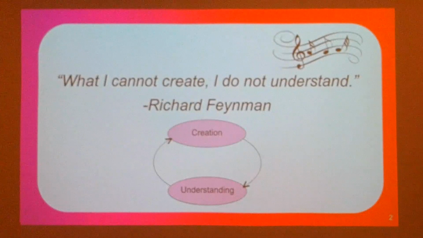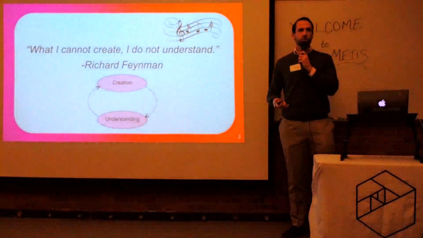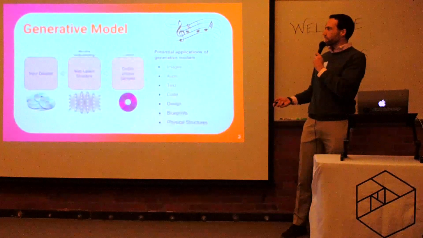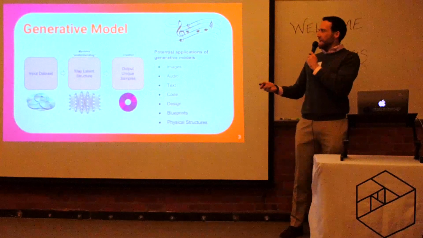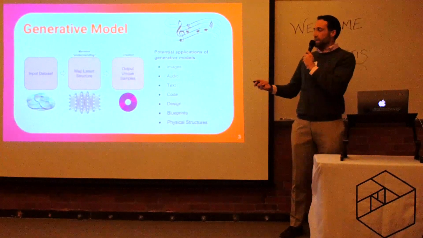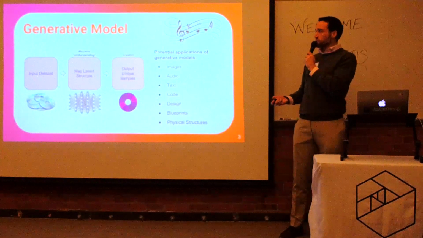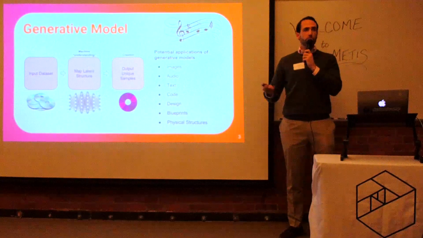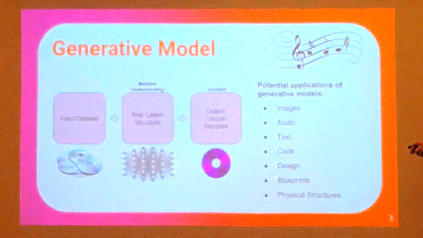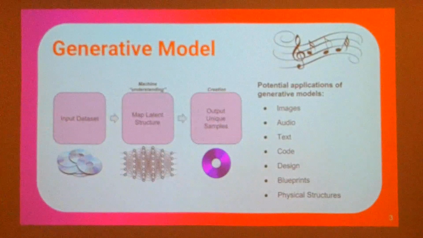So this model is going to develop a machine understanding by mapping the internal relationships of its data set in order to generate new and unique content. Again, as a generative model, it takes in a data set such as a collection of MIDI files, maps the internal latent structure to gain a machine understanding, and then outputs unique created content. There are many potential applications of generative models, including images, audio, and text, with potential for many more.